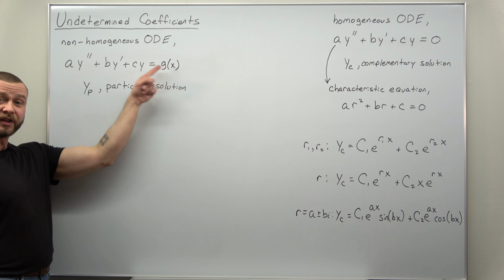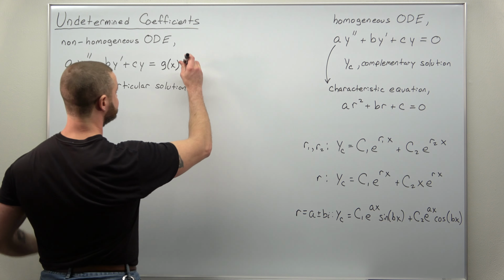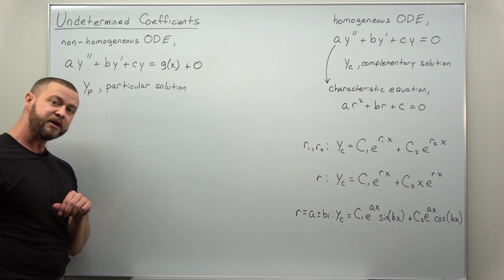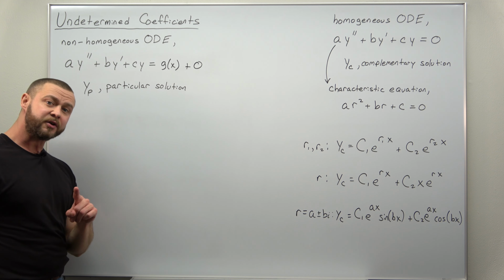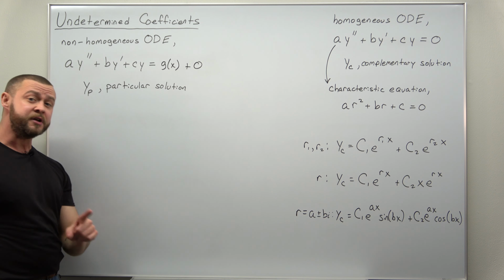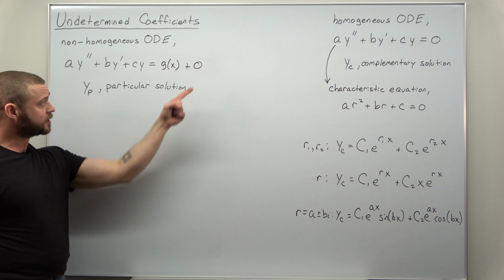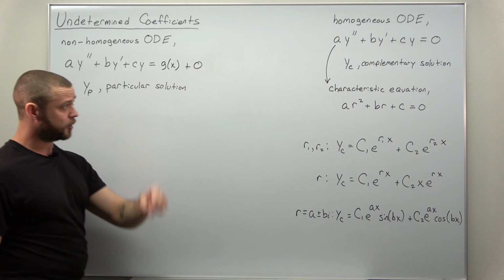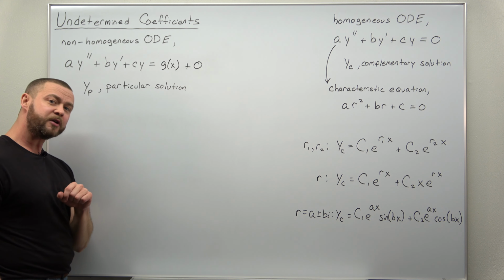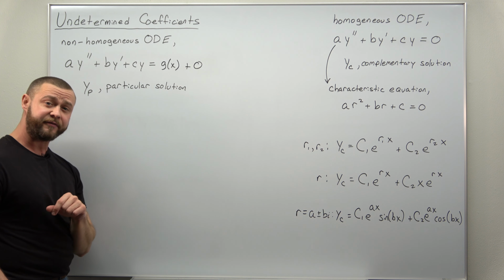In class, I always like to rewrite this. I can put a 0 here. That doesn't change the differential equation, but this is a reminder that you look for 2 different parts as your solution to the non-homogeneous ODE. The first part you look for is the solution that gives you 0. That's the complementary solution. And then you use undetermined coefficients to find the particular solution, which is what gives you g of x left over.